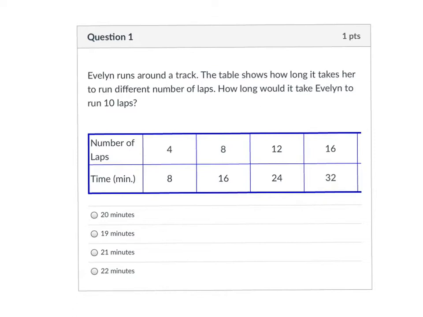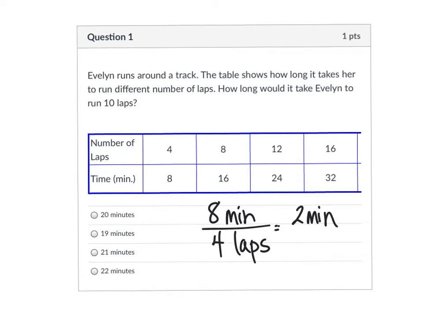So we can see that in 8 minutes she runs 4 laps. So I can think, what is my unit rate? To get the unit rate, I'm going to take the total time, 8 minutes, in this first ratio, and divide it by the total number of laps, 4 laps. And when I do that, I can see that it is taking her 2 minutes per 1 lap.